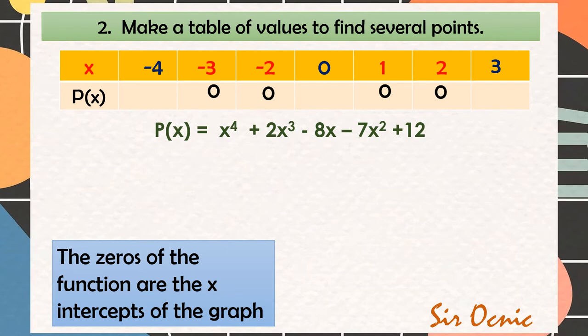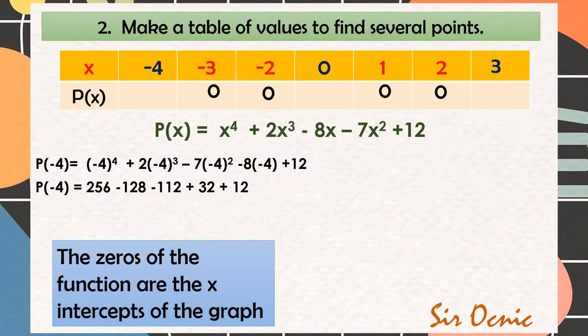Using our polynomial function, x to the fourth plus 2x cubed minus 7x squared minus 8x plus 12, we will then have p of negative 4 equals negative 4 to the fourth plus 2 times negative 4 cubed minus 7 times negative 4 squared minus 8 times negative 4 plus 12. Simplifying all the exponents, we will then have 256 minus 128 minus 112 plus 32 plus 12. Or simply, p of negative 4 equals 60. Therefore, if x is equal to negative 4, p of x is equal to 60.